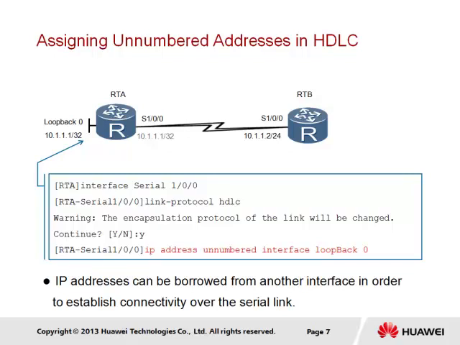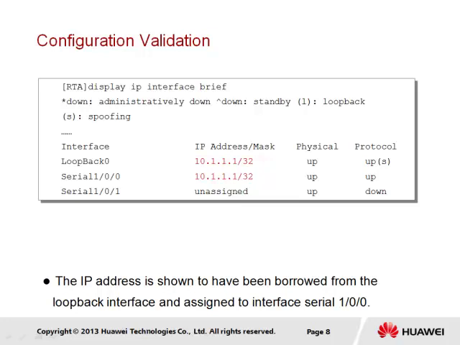using the IP address unnumbered command under the serial interface view. Once the IP unnumbered configuration has been implemented, we are able to use the display IP interface brief command to view a summary of the IP assignments for the device interfaces. As we can see from this example, the loopback interface address of 10.1.1.1/32 has now been borrowed and assigned to the interface of serial 1/0/0.